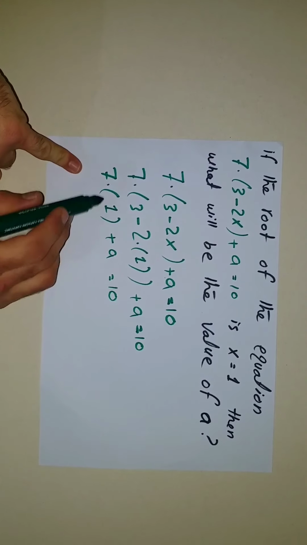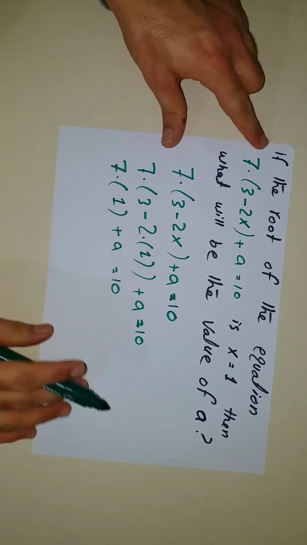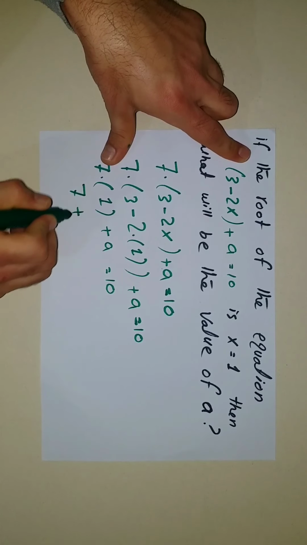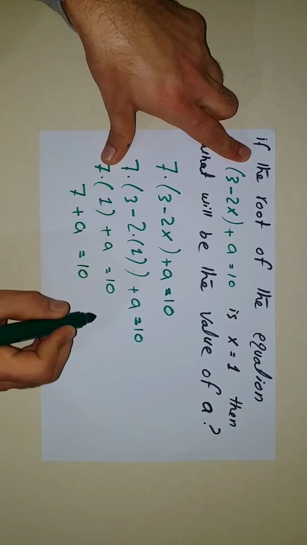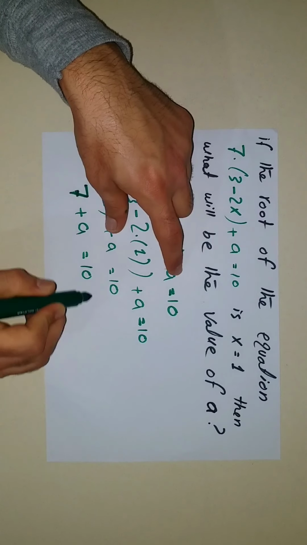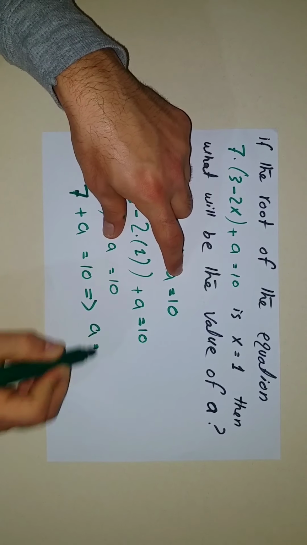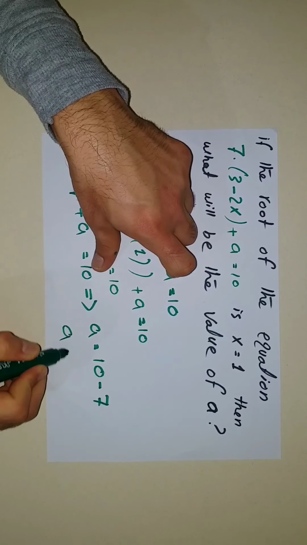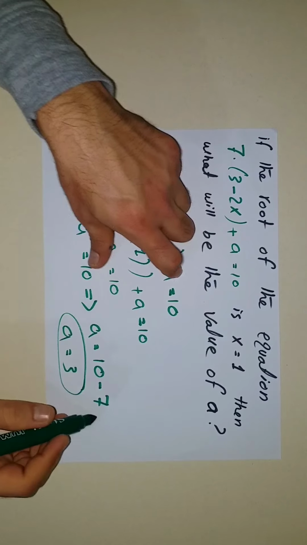Now 7 multiplied by 1 is equal to 7 plus a is equal to 10. Now I will transfer this 7 to the other side of the equation, like a is equal to 10 minus 7. So the value of a is equal to 3.